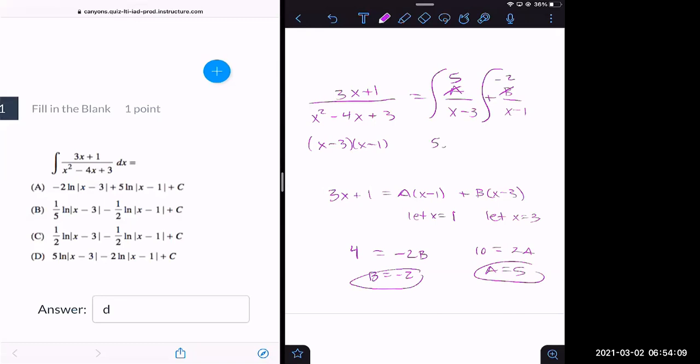So this would be 5 natural log of the absolute value of x minus 3. Then the negative 2 comes out, natural log of x minus 1. That answer there, yep, it looks like that's D, and then the plus C at the end.